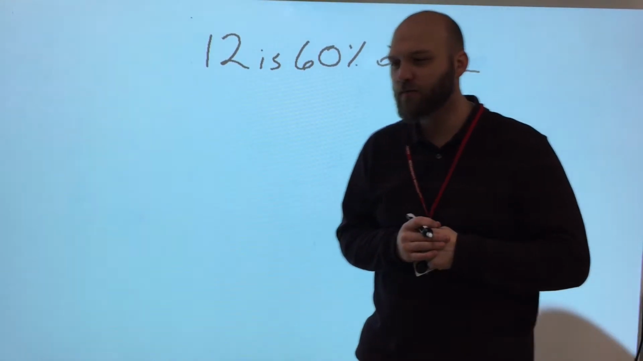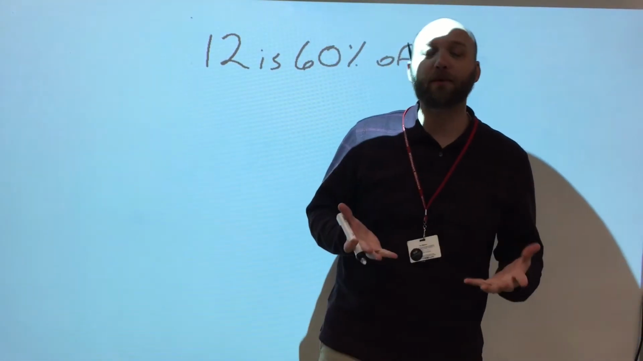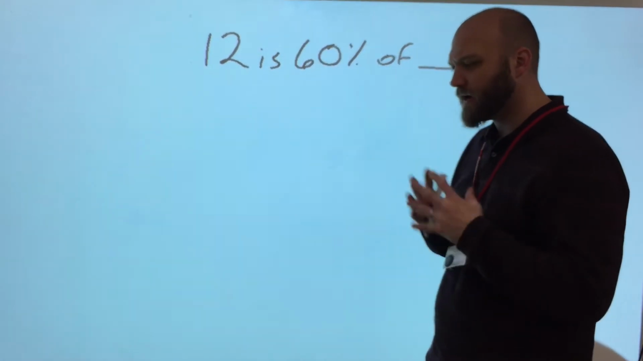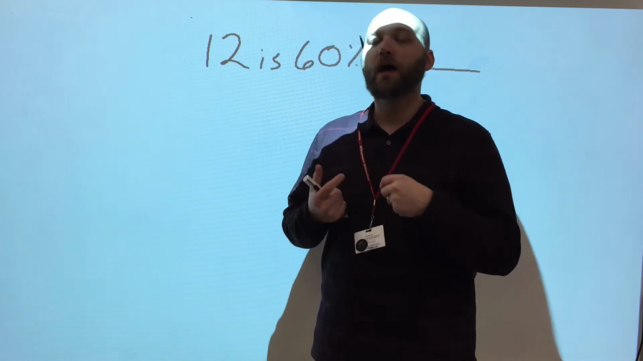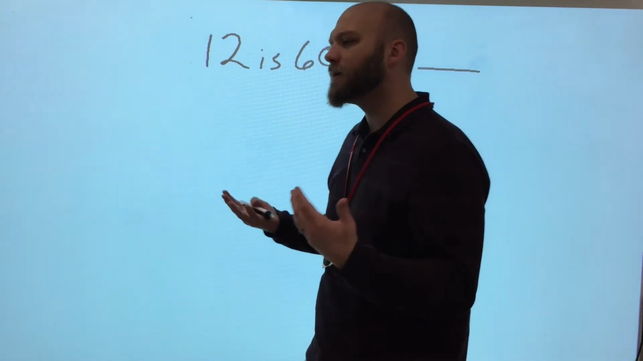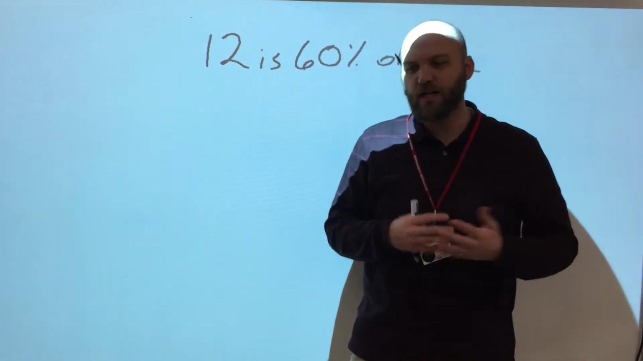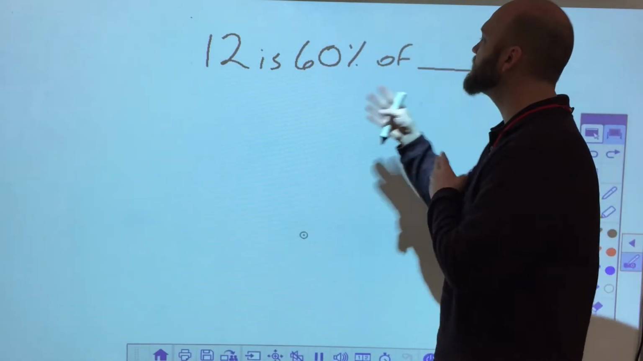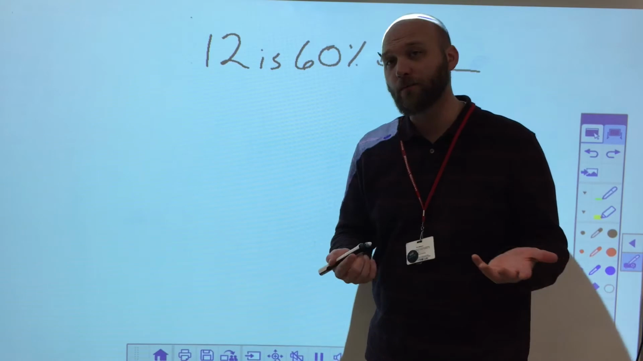Okay, so today is Go Math Lesson 5-6, and we're wrapping up Unit 5. So the focus that we have right now is how to find a percentage of a number. Or when I have a number and I have a percentage, I need to find out what the original number was. So for example, we're going to look and say 12 is 60% of what number?